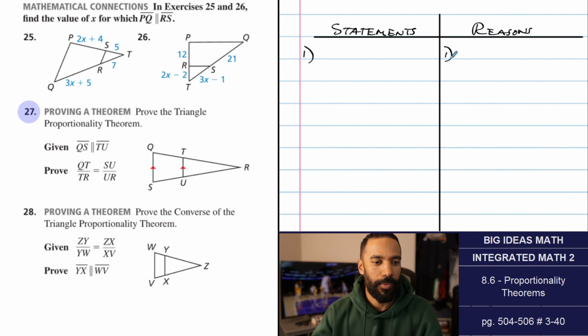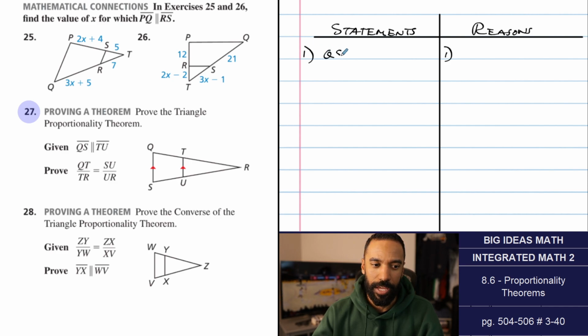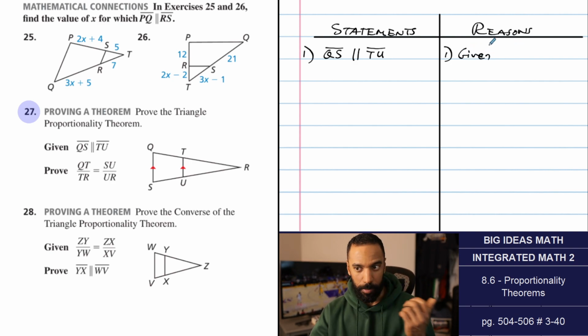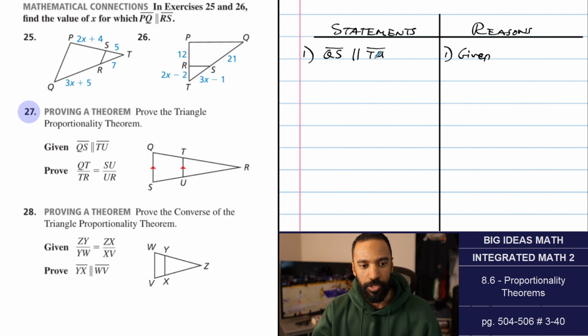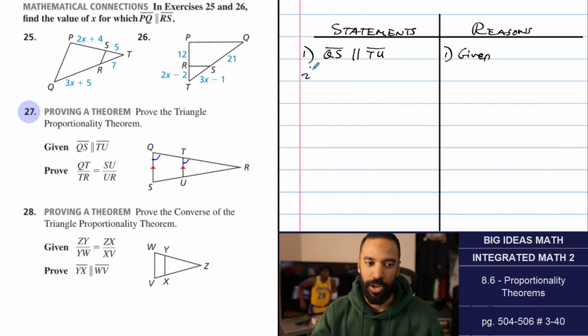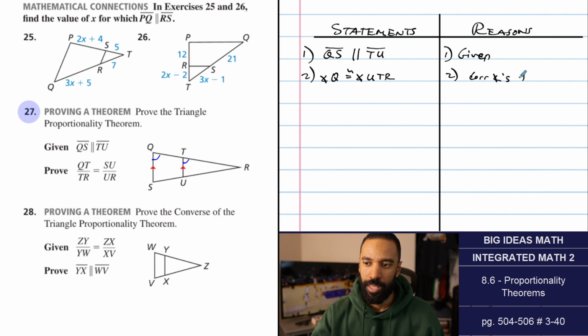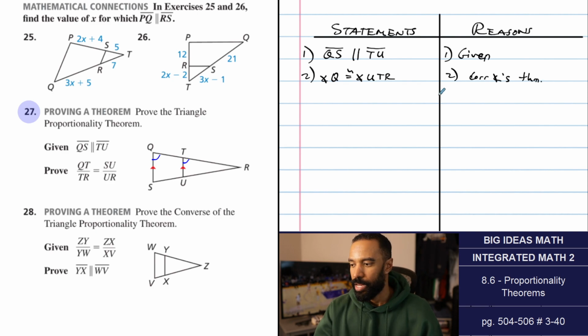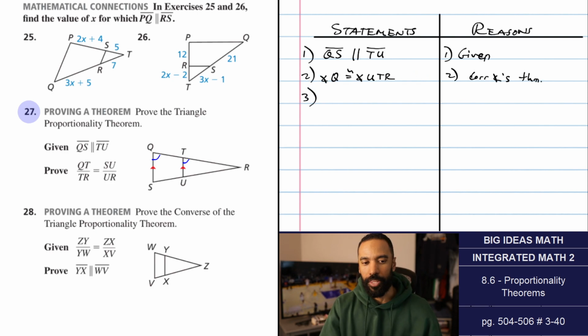All right, so let's start with the givens. We are given that segment QS is parallel to segment TU. Let's go ahead and prove these two triangles are similar to begin with. Because those are parallel, this angle is congruent to this angle by the corresponding angles theorem. So let's call that angle Q congruent to angle UTR. That's the corresponding angles theorem.